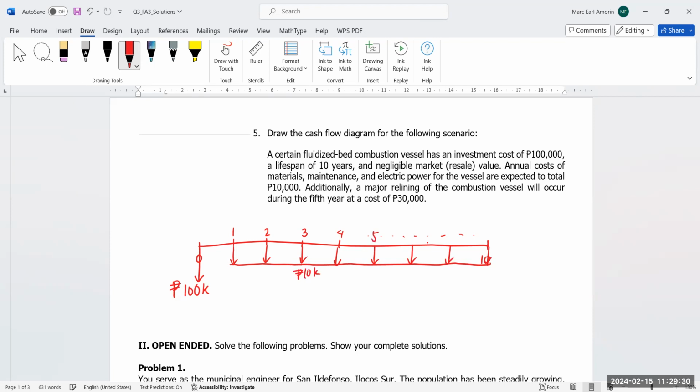However, we have an additional 30,000 pesos at year 5, or at the 5th year. Okay, so we have here an extra arrow indicating the 30,000 cost. So this will be our cash flow diagram. And as you can see, we have no positive cash flow here in year 10 since the market value is negligible. Okay?